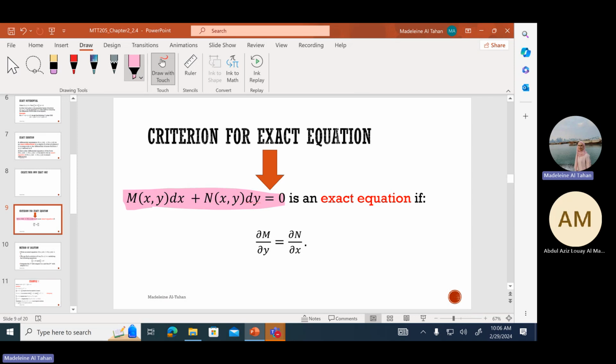So, this one, if I divide it by dx, I will get the shape y prime. But for exactness, it's better to write it in this way. Even if it's given as y prime, how should I write it? In this way. So we have this equation.